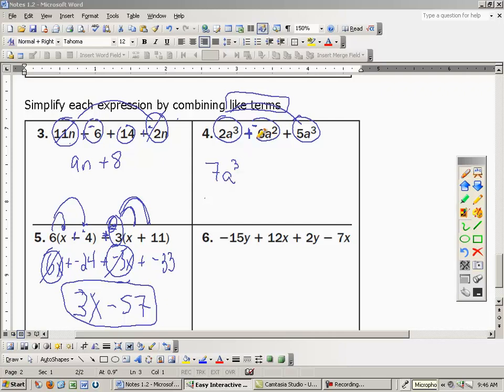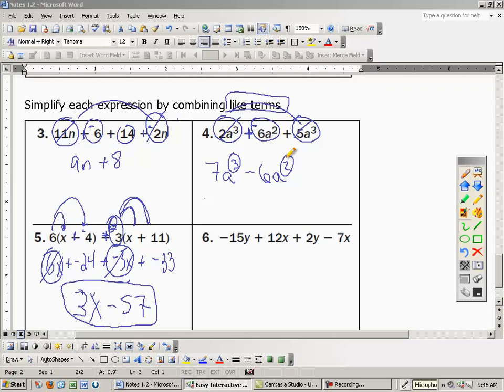And then you have this negative 6a squared on the end. That doesn't have anybody to play with, so it just stays as negative 6a to the second. There is no combination that can happen at this point. This is not 1a or anything like that. We're just going to leave them as 2 separate terms because they have different powers of a.